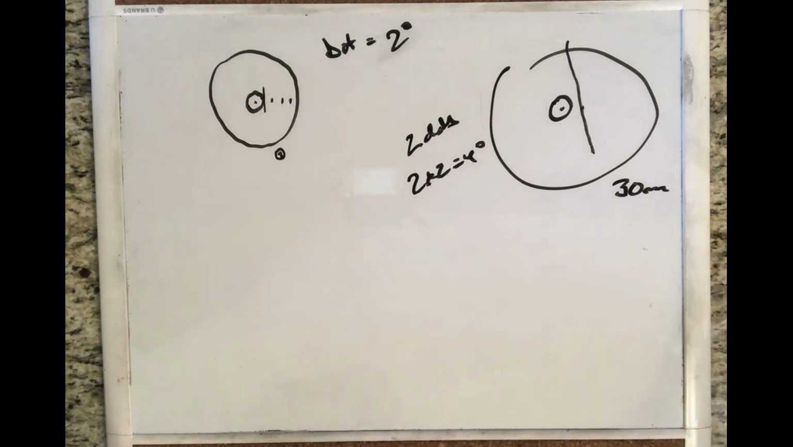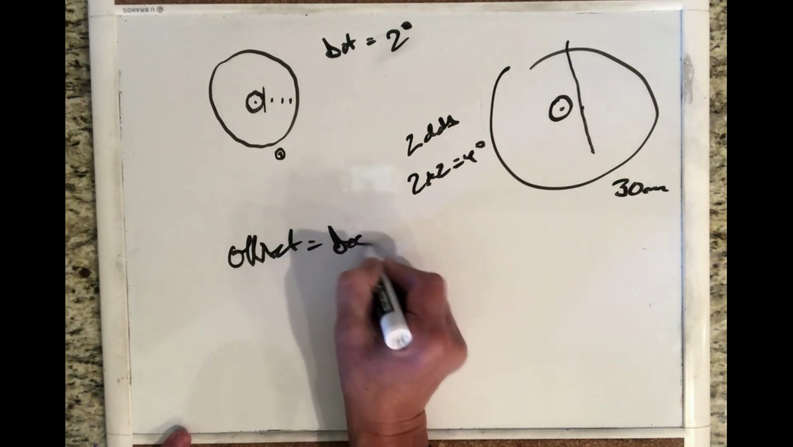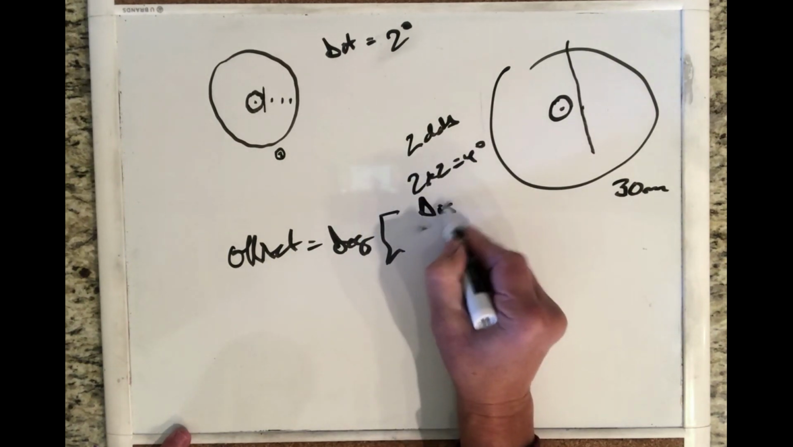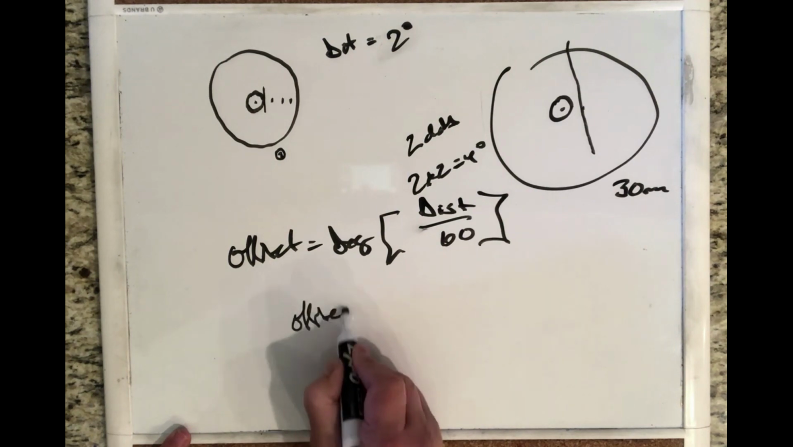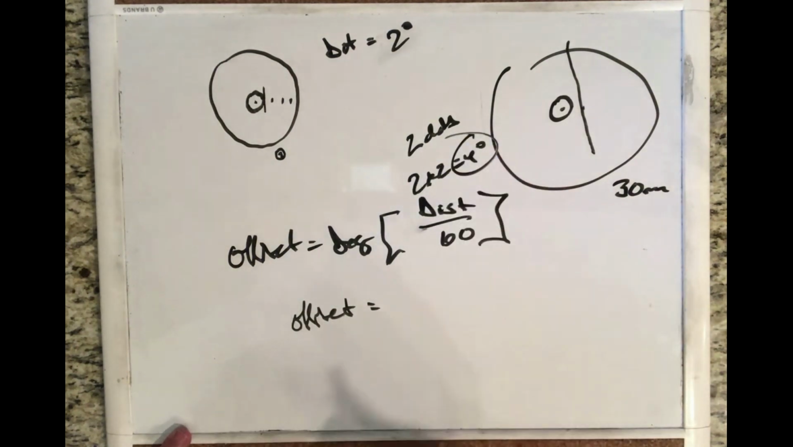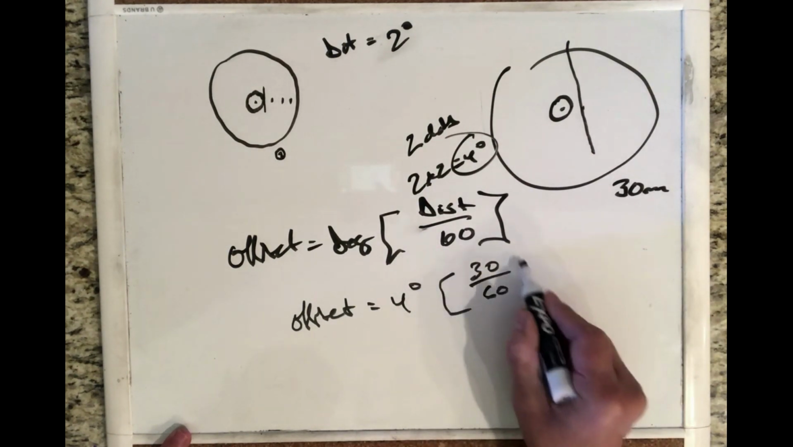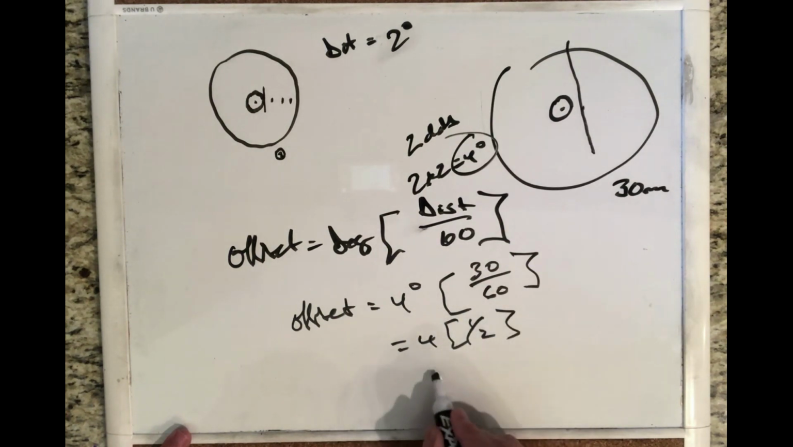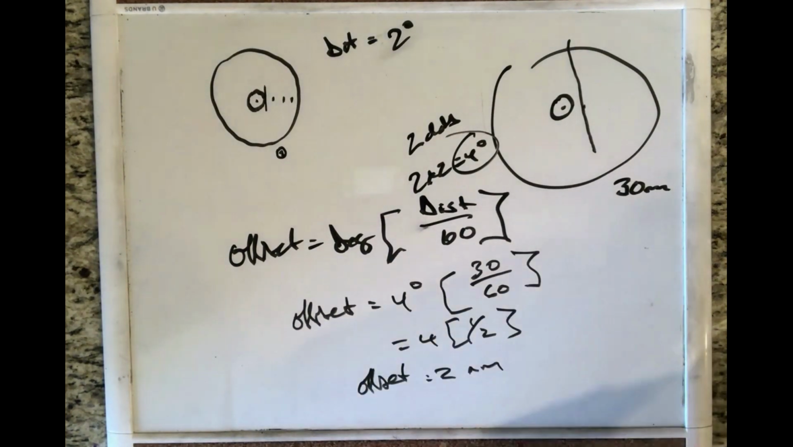of course here. Again, plugging in our formula, let's write it first. Offset equals degrees times our distance or our range divided by 60. And all we've got to do is figure this out. Offset equals 4 degrees, we said we were 4 degrees off. Our distance is 30 divided by 60, which is a half. 4 times a half, which is half of 4, is 2. Therefore, our offset is 2 nautical miles.